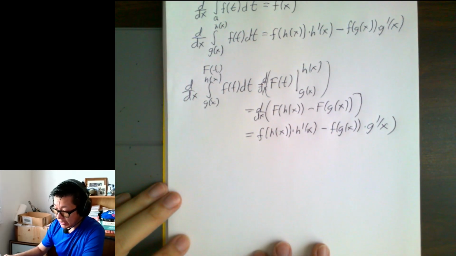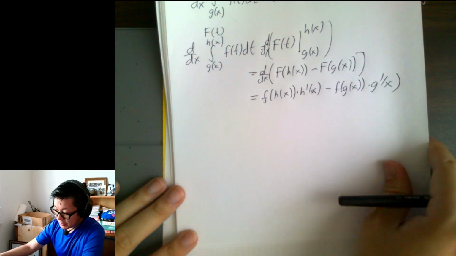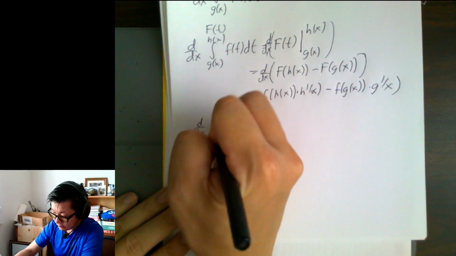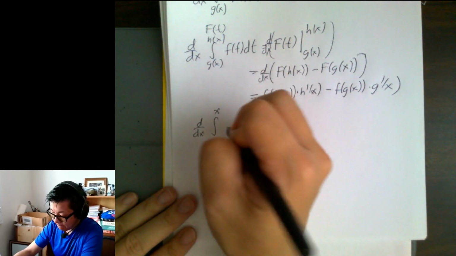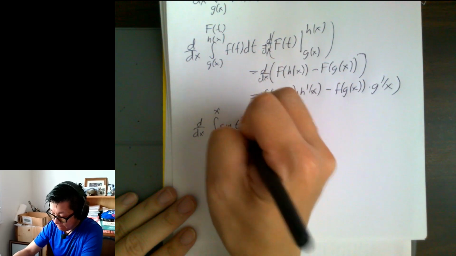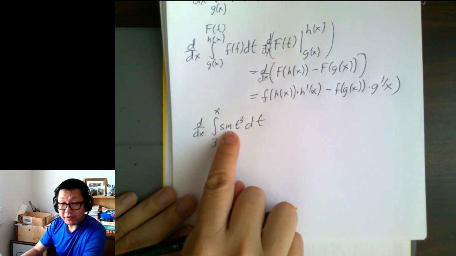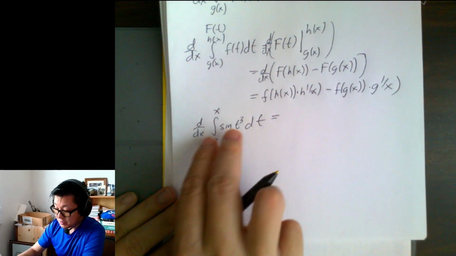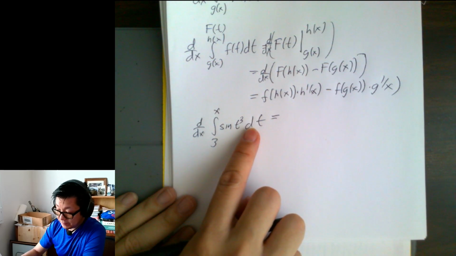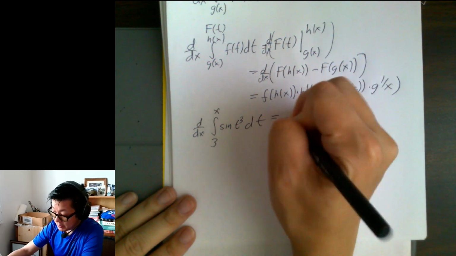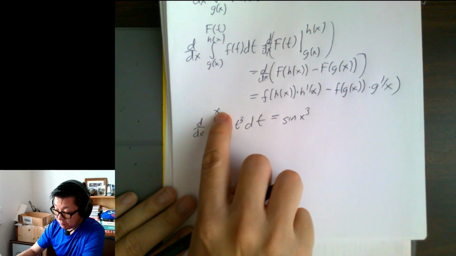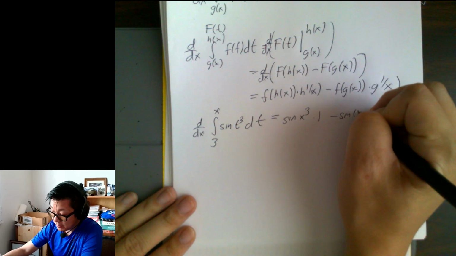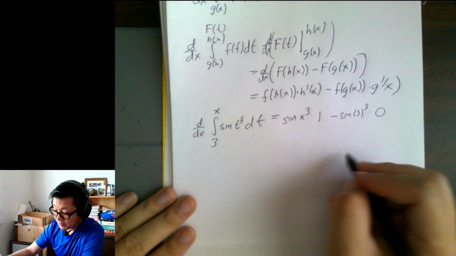Now how do we actually apply it? Well, let's say I have something that looks like this. I don't need to know what the antiderivative is of sine t cubed. Instead, what I basically do is go ahead and apply the formula. So I plug in the top bound, multiply by the derivative of the top bound, which is 1, minus plug in the bottom bound, multiply by the derivative of the bottom bound, which is 0.